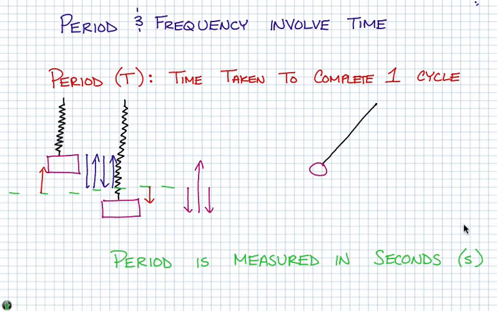Similarly, a pendulum is going to act in the same way. If I pull this pendulum back and let go, it will swing this way, at which point it will turn around and come back. If that takes me 1 second, my period would be 1 second. It takes 1 second for one complete cycle to occur.